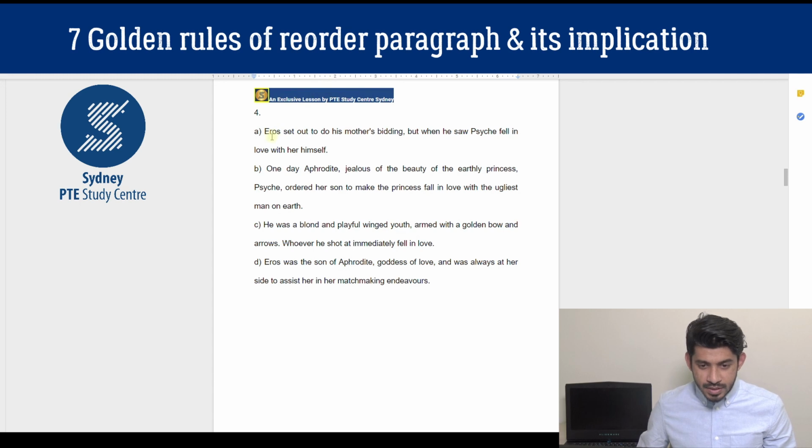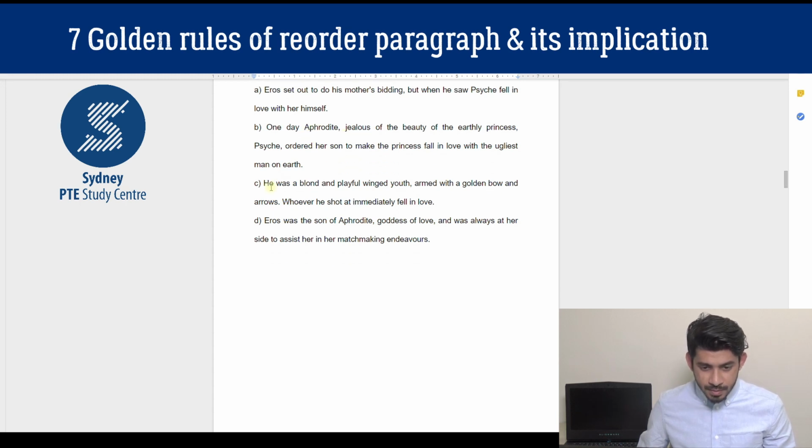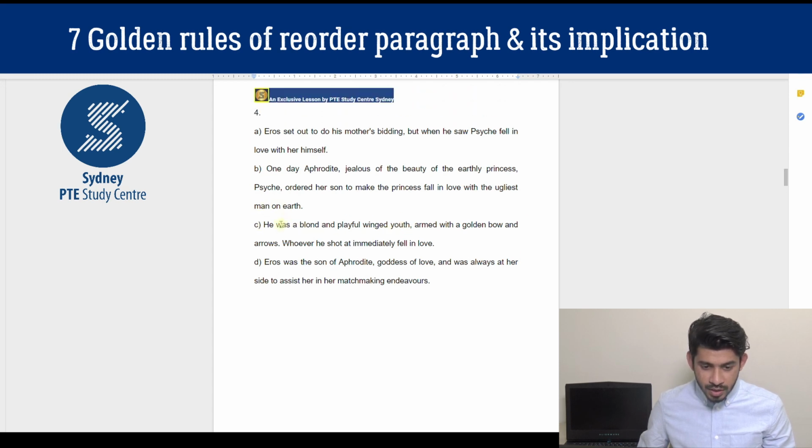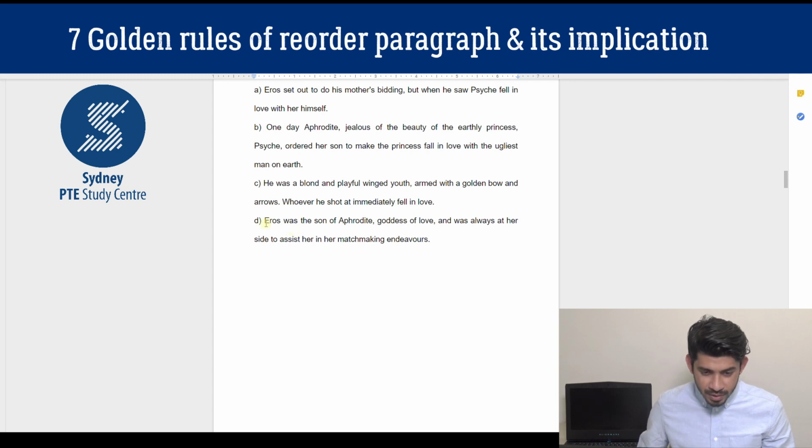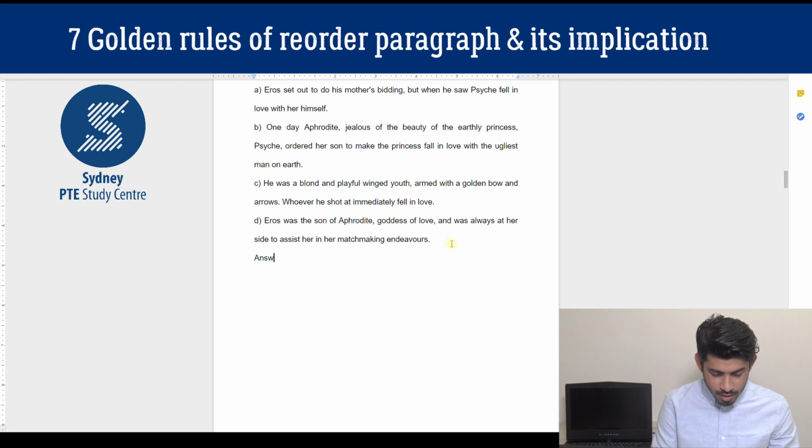It says Eros set out. That means Eros is a name. Okay, one day Aphrodite. So Aphrodite is another person. Okay. So number C says he was a blonde and playful winged youth. So he is referring to Eros. Okay. So who is Eros? Number D says who is Eros. Eros was the son of Aphrodite. So number D actually introduced your subject. Introduced Eros and Aphrodite both. So there is no doubt that number D is your first sentence.